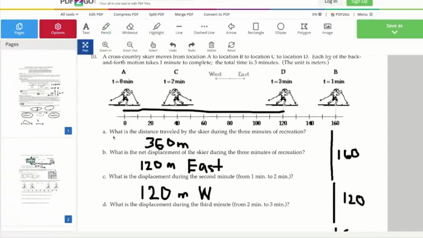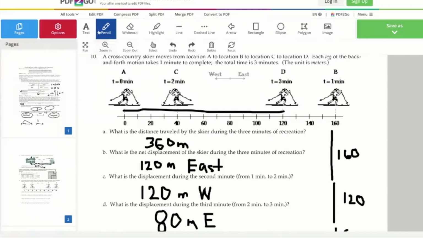Finally, the displacement during the third minute. From 2 minutes to 3 minutes, our difference is going from position 40 away from 0 to position 120 away from 0. So he went 80 meters and he went east.